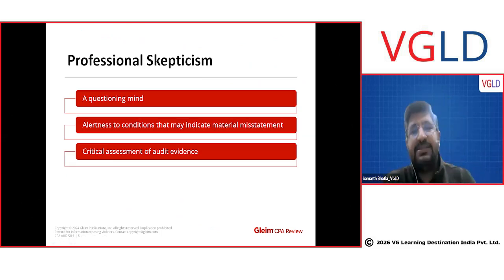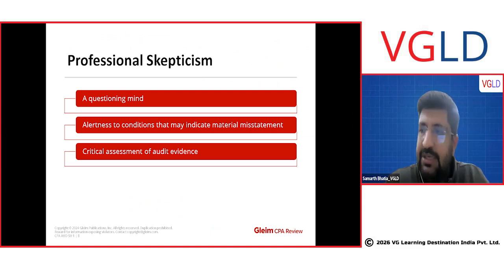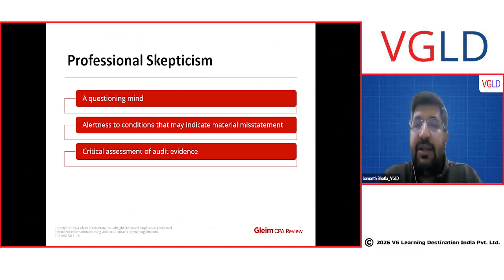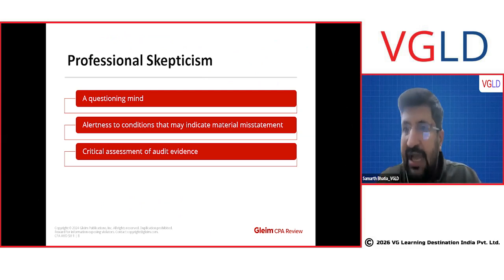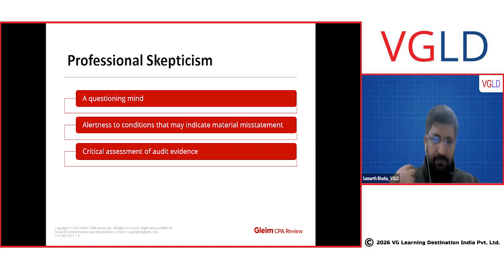Now, the next thing is professional skepticism. What is professional skepticism, and how is it important for an auditor? Professional skepticism means any CPA needs to be skeptical. How? They should have a question in their mind: why is the company doing this, why is the company not doing it that way? These types of questions they should have in their mind.